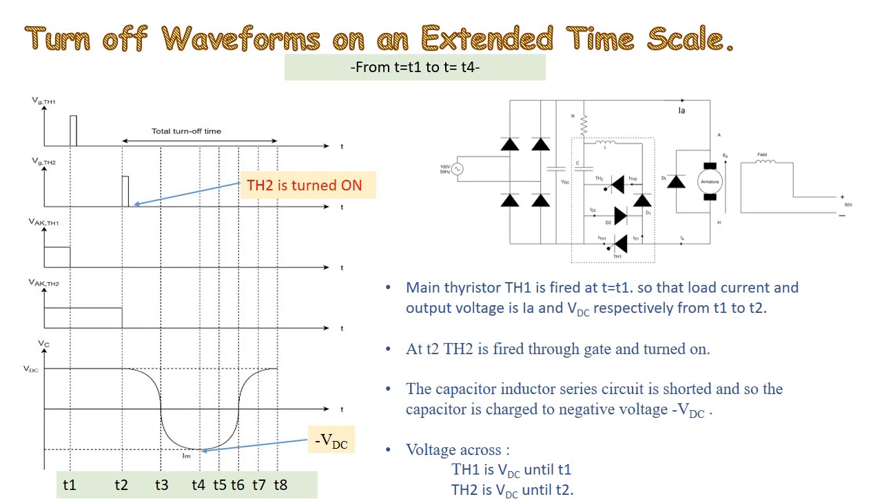Commutation process begins with the turning on of TH2. At T2, TH2 is fired through the gate and is turned on. As TH2 is on, the capacitor inductor series circuit is short-circuited and so the capacitor is charged to negative voltage minus VDC. The voltage across TH1 is VDC until T1 and the voltage across TH2 is VDC until T2.